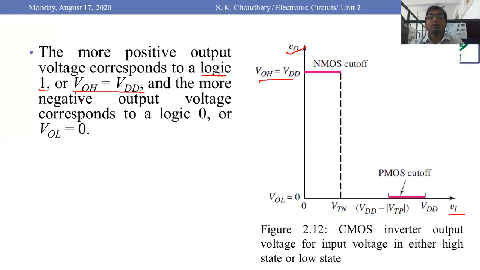So here, as per our condition, maximum output voltage VOH is VDD, and in this condition NMOS is in the cutoff region. At the same time, the other condition is what? The more negative output voltage, that is represented by logic 0 or VOL, is equal to 0.